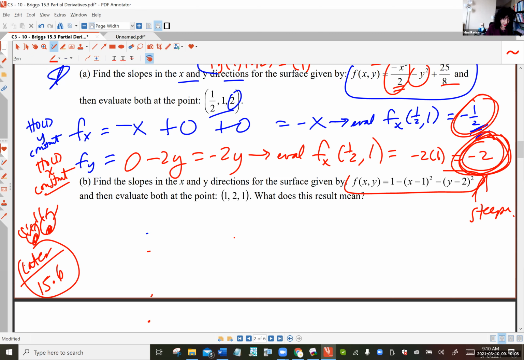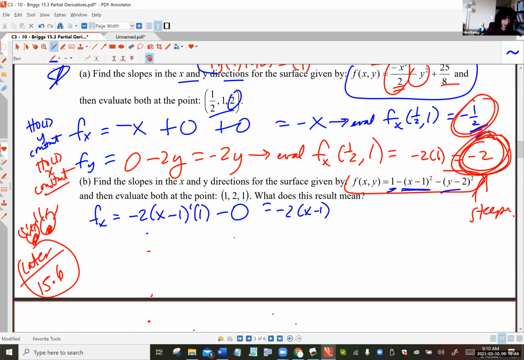So we're going to again get the partials here, and this is a pretty easy function to take the partials of. For fx, you're going to hold y constant, differentiate with respect to x. So the derivative of 1, of course, is 0, but then the second term you're going to have, using the chain rule, -2 times the quantity x minus 1 to the 1 times the derivative of x minus 1 with respect to x, but that's just 1. And the derivative of the third term is going to be 0. How come? Because it only has y's in it. So it just looks like a pure number. So this derivative just looks like -2 times the quantity x minus 1.